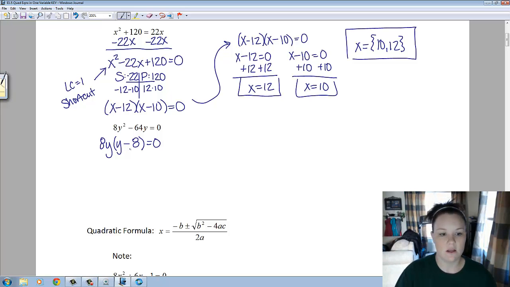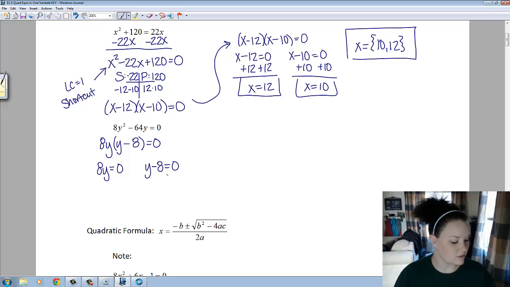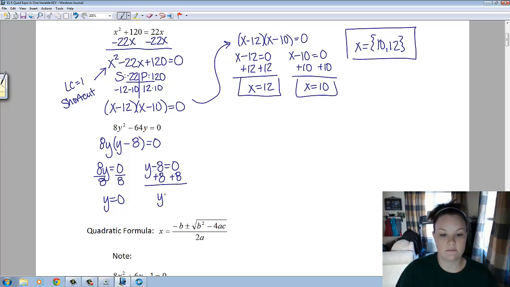So I just go ahead and from here set each factor equal to 0 and solve. So this means 8y equals 0 or y minus 8 equals 0. The first one I divide off the 8 to get y isolated, which gives me y is equal to 0. On the second one, I add 8 to both sides, which gives me y is equal to positive 8.